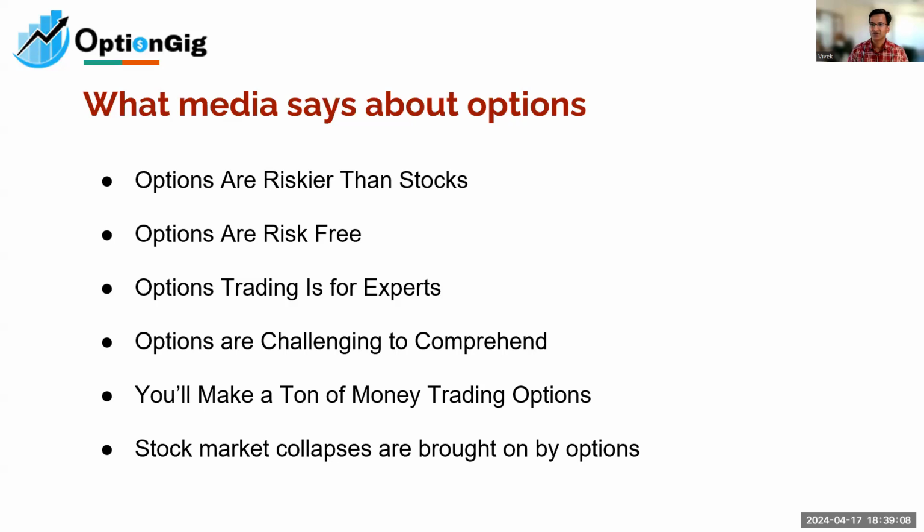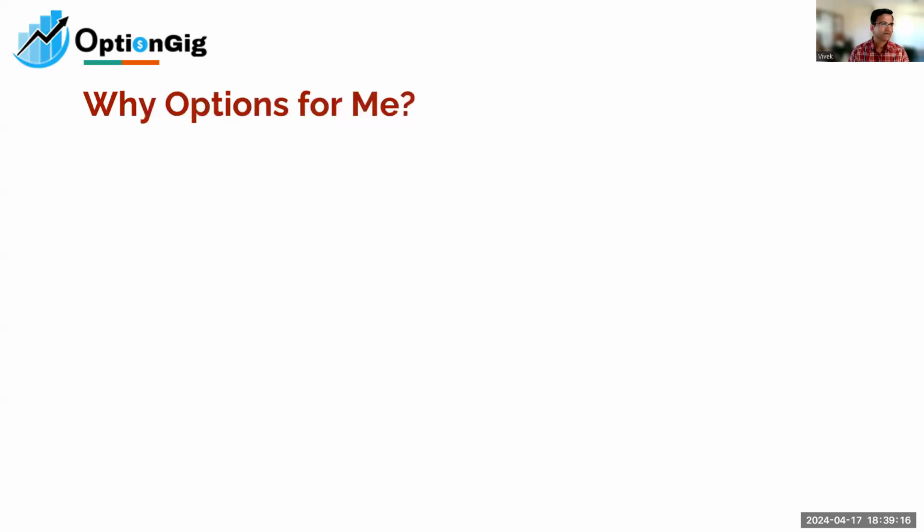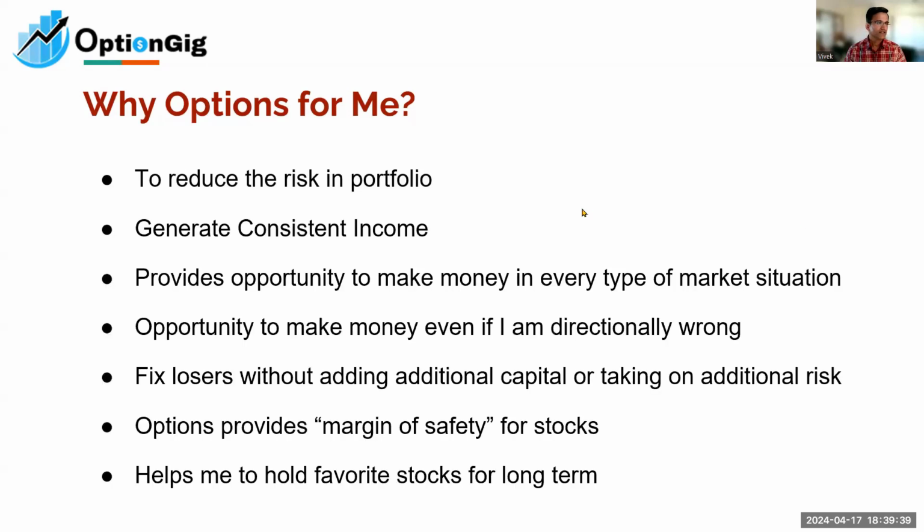At the end of the day, it's just a tool, right? You can use it the way you want to, and let's make sure we use this tool in the right way. Okay. Why do I use options? Completely different reason. I will use options so that I can reduce the risk in my portfolio and not take on more risk. So options are not risky for me. These options actually reduce the risk for me. I use it to generate income.